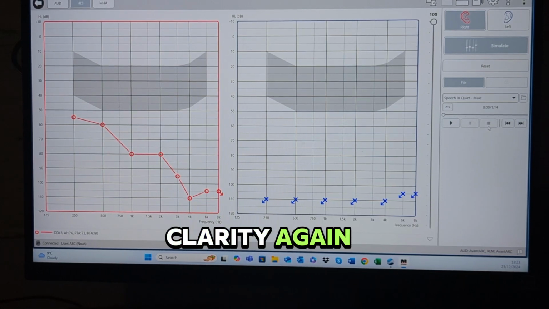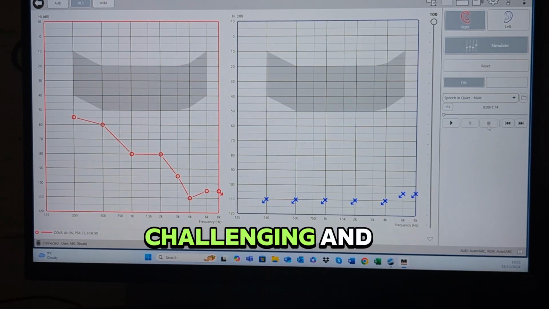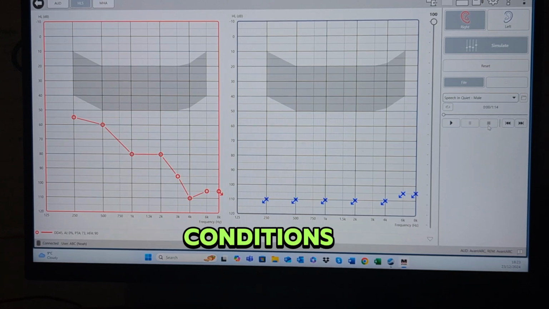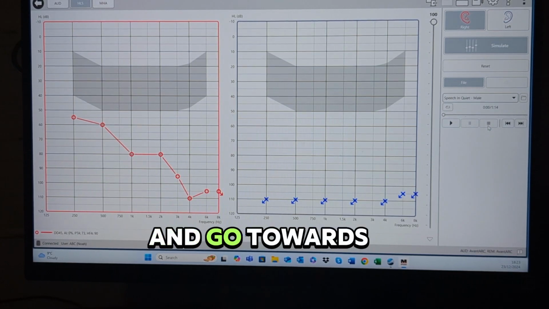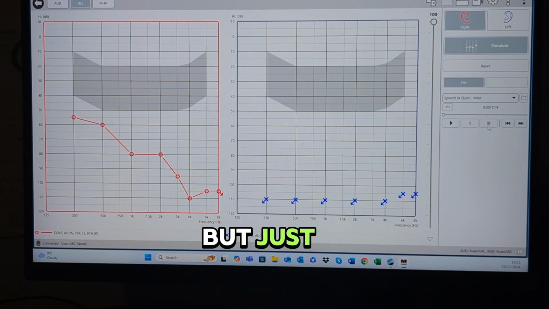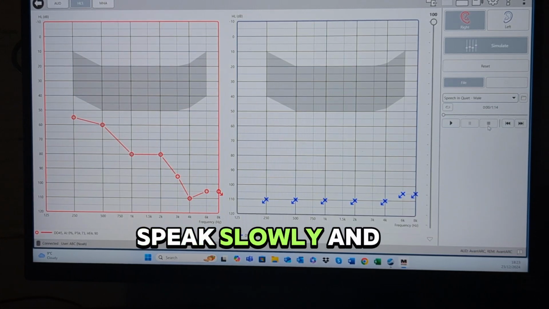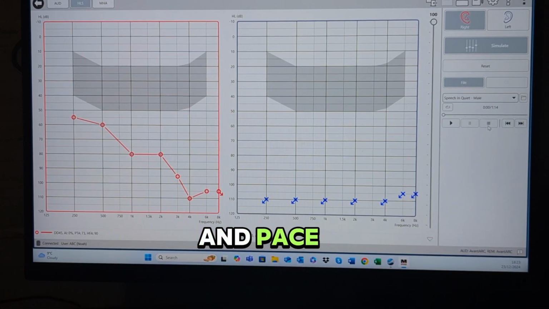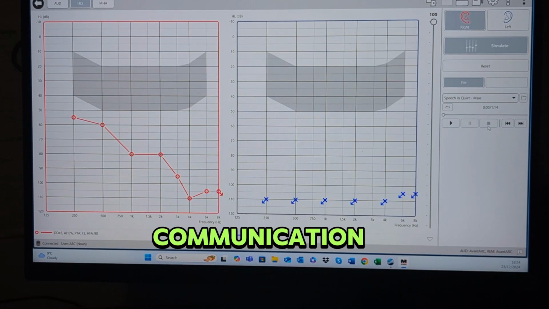Clarity, again, is very challenging and has to be optimal listening conditions. Ideally, the person speaking should raise their voice and go towards the right side, not shout, but just turn up the volume a bit, speak slowly, and pace your words in order to get communication.